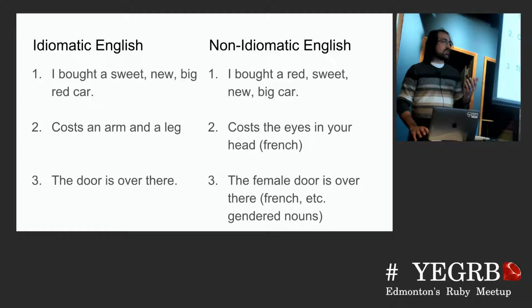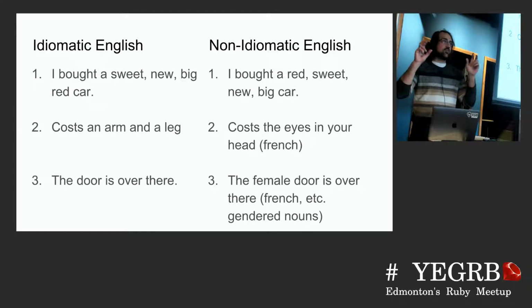So in idiomatic English, we have a particular way that we'll order adjectives. So we would say a sweet new big red car. We wouldn't say a red sweet new big car. Don't look at that one too long, because whenever I look at it too long, I get confused and I don't know what order they're supposed to be in anymore.